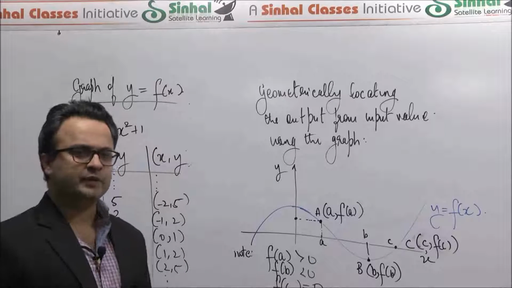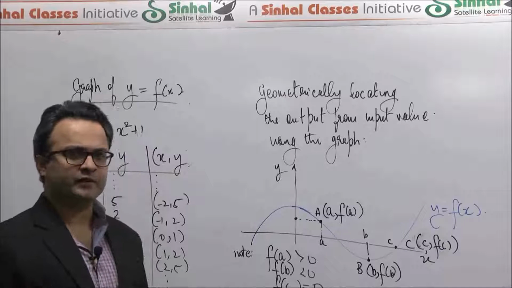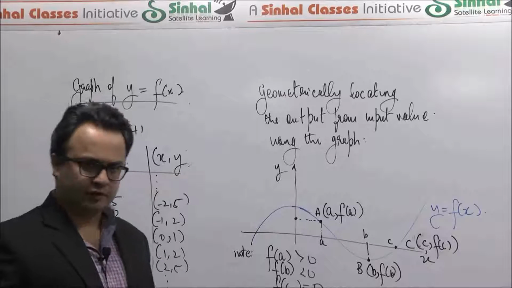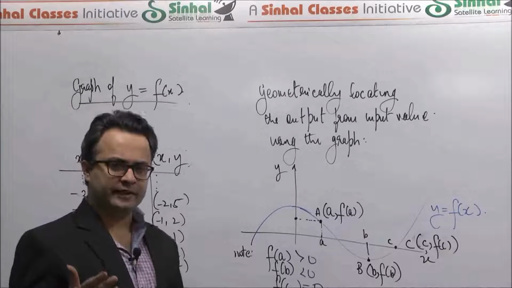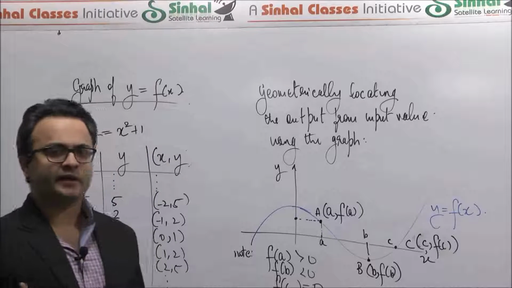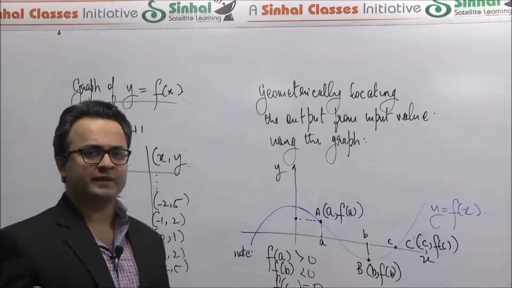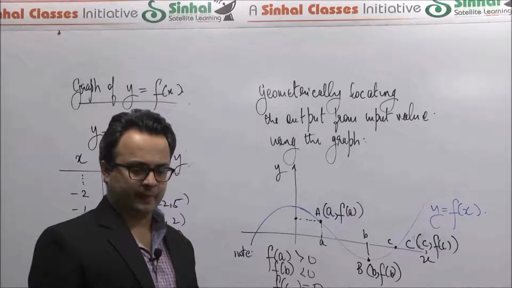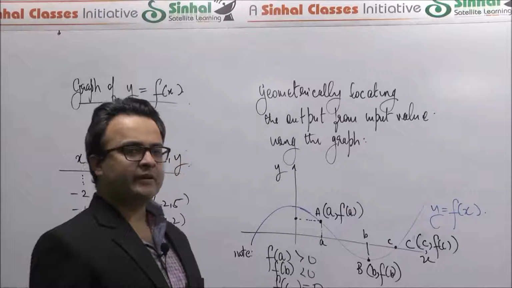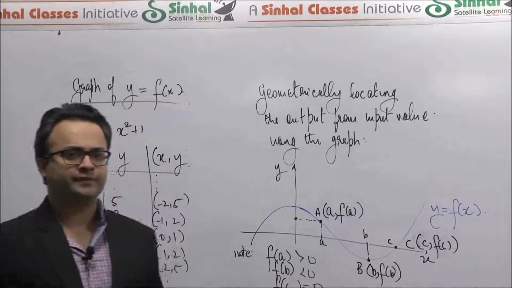So again, given an input value, if you want to find the corresponding output value geometrically, through x equal to a, you'll draw a line parallel to the y-axis. It'll intersect the graph at exactly one point. The coordinates of that point will essentially be a, comma, f of a. Similarly, from the output value, if you want to get the input value, what will you do?